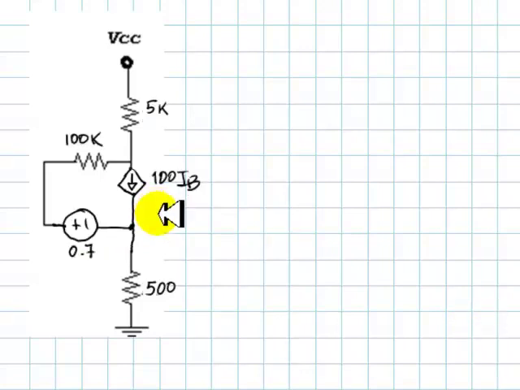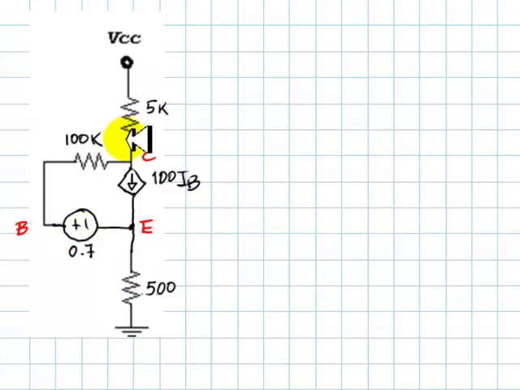Now let me identify the nodes. There are only two. One is the emitter down here. Of course, this is the base and this is a collector. The base is a binary node. We will not write an equation for that. We begin by using MNA to solve this circuit.